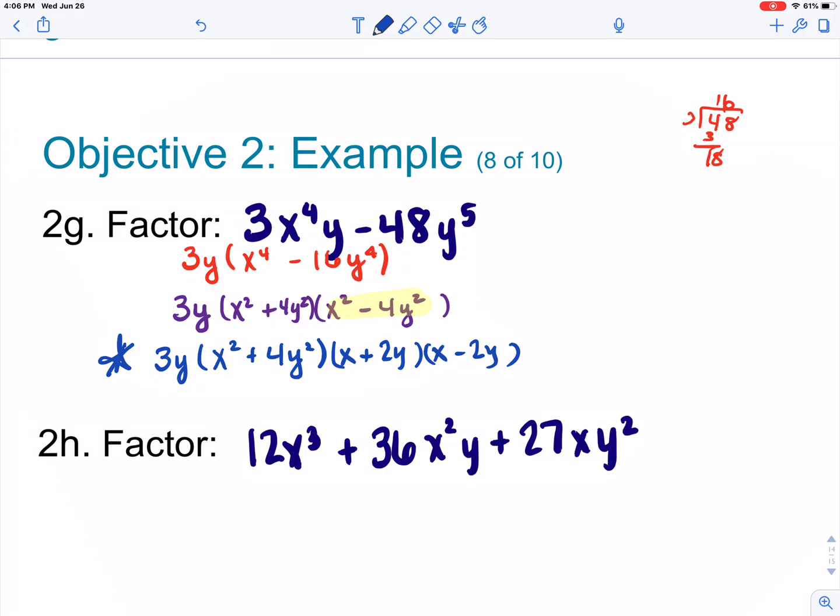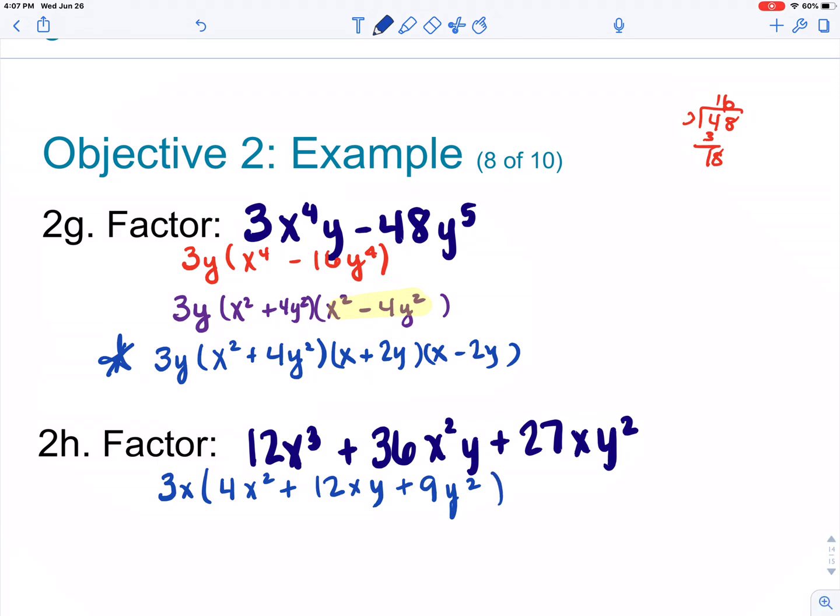Okay, whew, this one looks a little tricky, but it looks like they're all divisible by 3. And they all have an x in them. So I could pull out an x. So I'm going to go 3x and see what happens. 4x to the 3rd divided by 3x would be 4x squared. 36x squared y divided by 3x is going to be 12xy. 27 divided by 3 is 9. I pulled out the x, so then I have the y squared left.